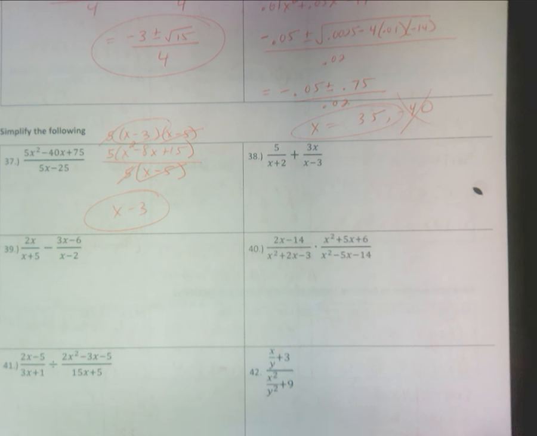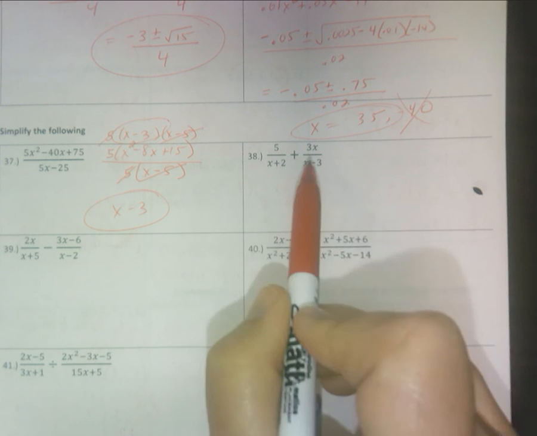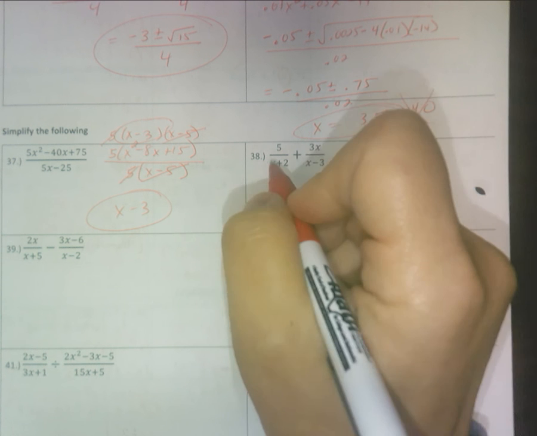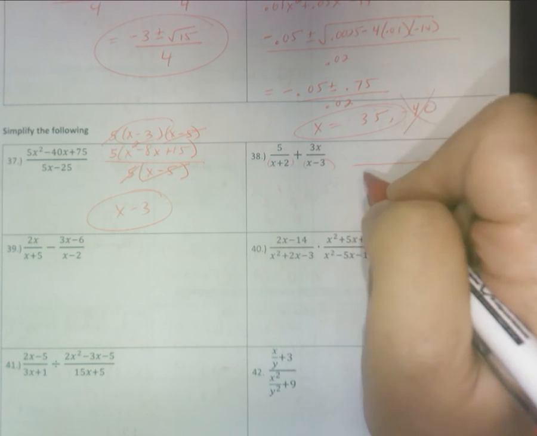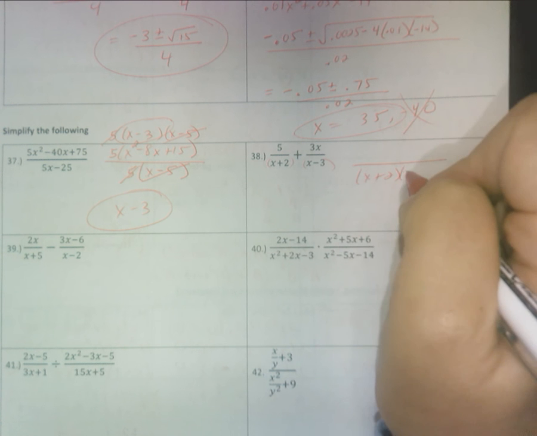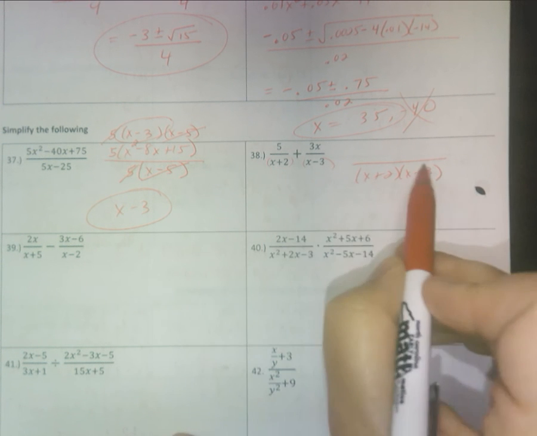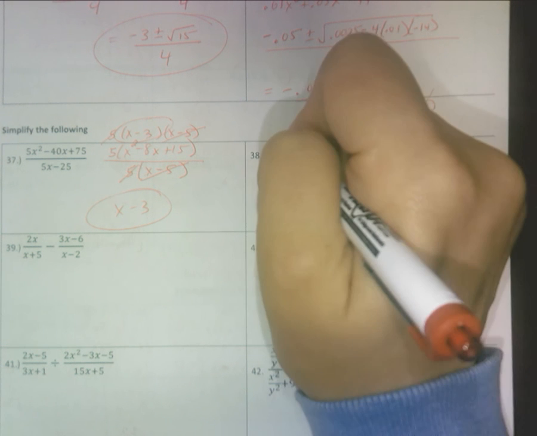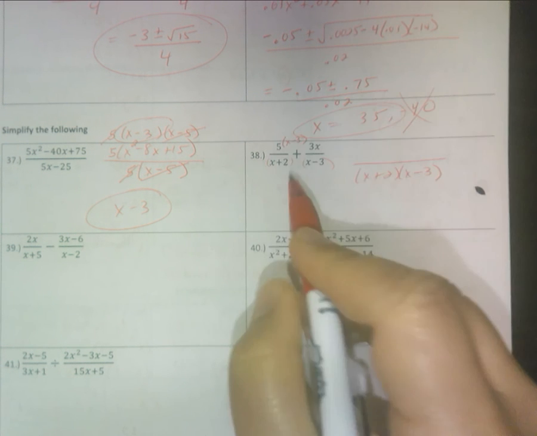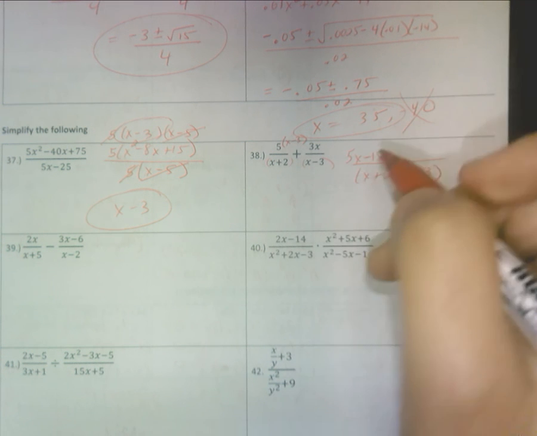Number 38, so you're not going to do as much factoring here. You're going to make this into one fraction. That's what simplify means for fractions. So your common denominator would be both of these, x plus 2, x minus 3. And if this needs a denominator of x plus 2, x minus 3, what's it missing? Well, it's missing the x minus 3, so that's what you need to multiply this by, and you need to distribute it out, 5x minus 15.